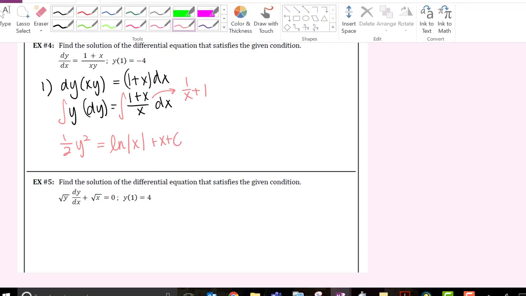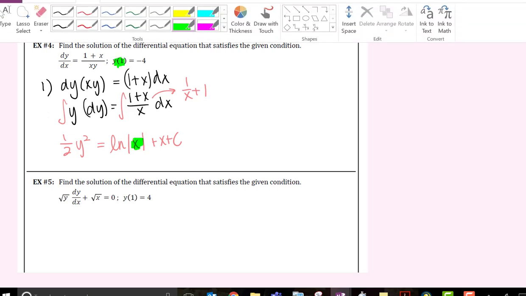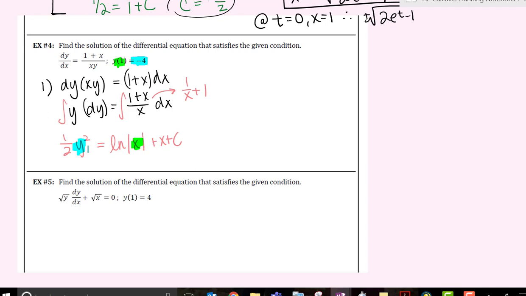Now, I do have that initial condition, right? When my x value is 1, my y value, or my output, is negative 4. I'm going to sub in that initial condition now to find that c, so that I can solve for y in a little bit easier of a way. We're going to pull off to the side here and say, we know that 1/2 of -4 squared equals the natural log of the absolute value of 1 plus 1 plus c.